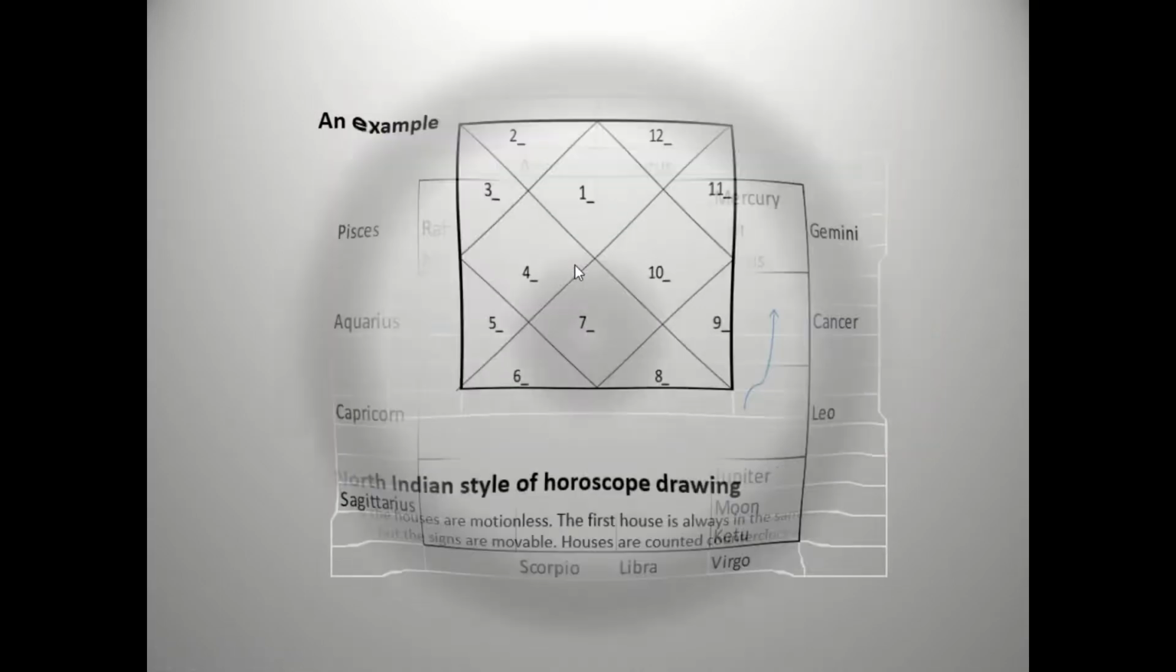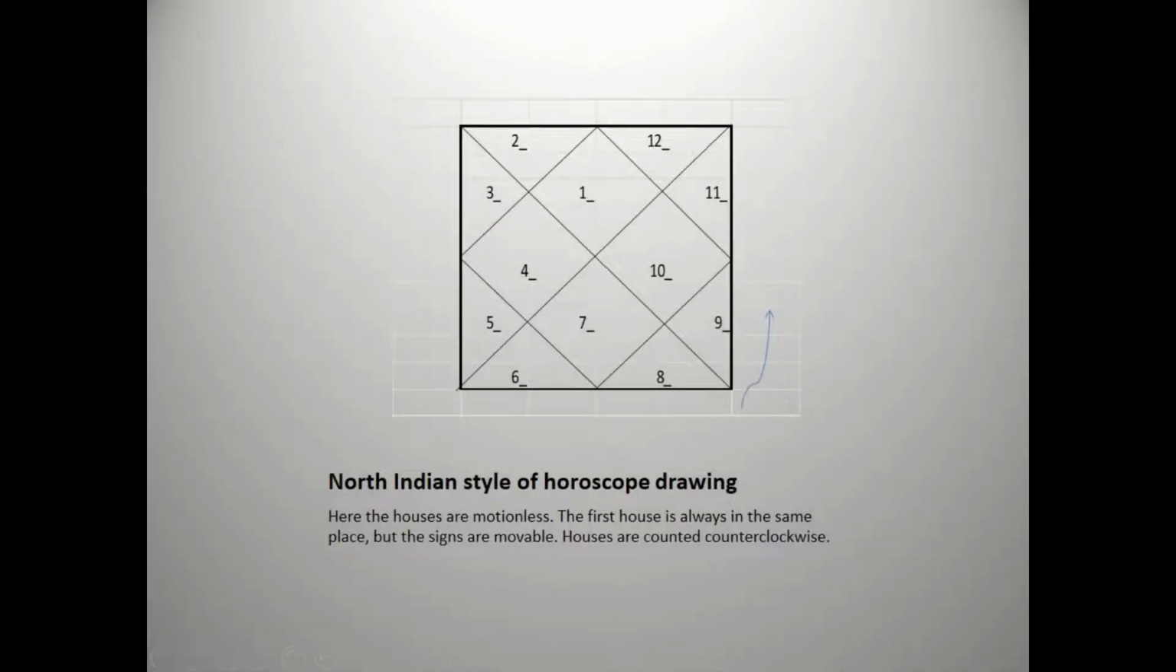North Indian style of horoscope drawing. Here the houses are motionless. The first house is always in the same place, but the signs are movable. Houses are counted counterclockwise.